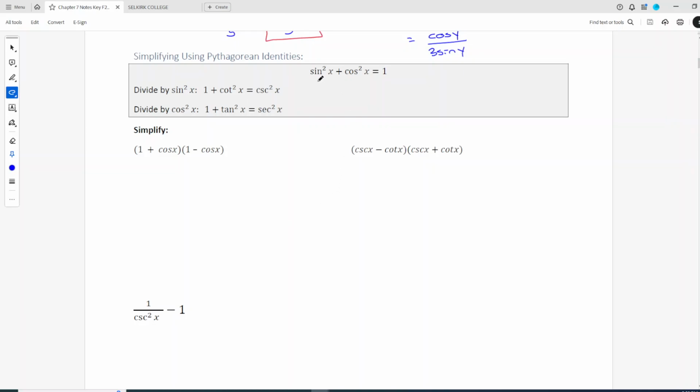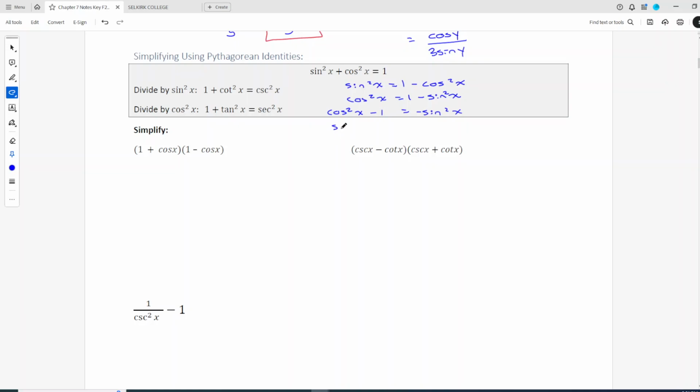Don't get stuck on it being sine squared x plus cos squared x equals 1, because you could also rearrange this to say that sine squared x equals 1 minus cos squared x, if you subtract cos squared x from each side. Or you could say that cos squared x is equal to 1 minus sine squared x. Or you could be even trickier and subtract 1 from each side and move the other trig expression over. For example, cos squared x minus 1 is equal to negative sine squared x.